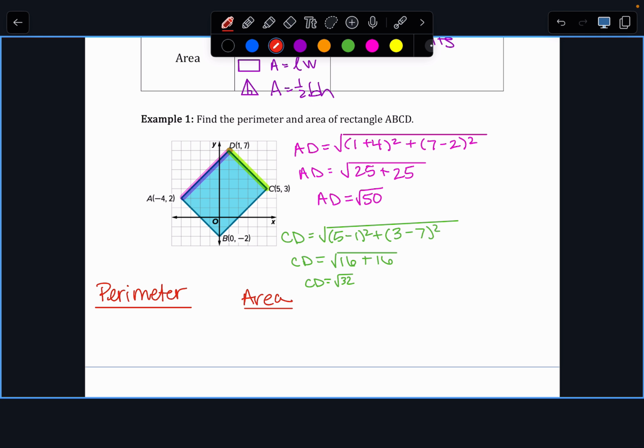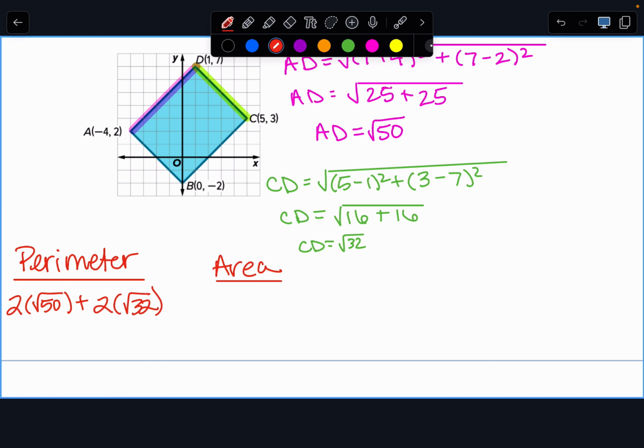If we want to find the perimeter of a rectangle, we have two sides that are length square root 50, plus two sides that are length square root 32. Do you disagree? So it's 2 radical 50 plus 2 radical 32. That's going to be an irrational number.